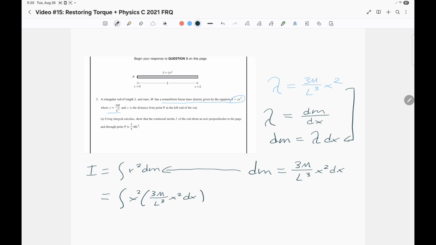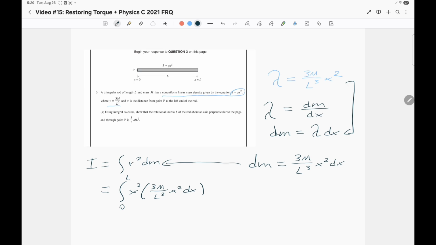This is what we're doing now, and we're finding the rotational inertia about an axis perpendicular to the page through point P. So our limits are going to be from x equals 0. So we'll just say 0 to L, because we're going along the full length of that non-uniform rod there.